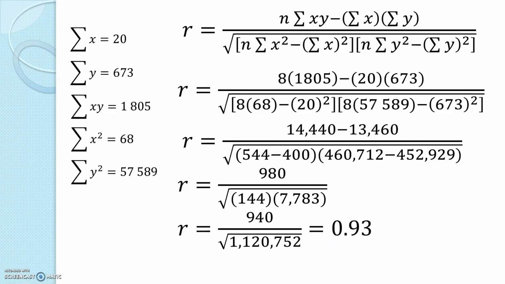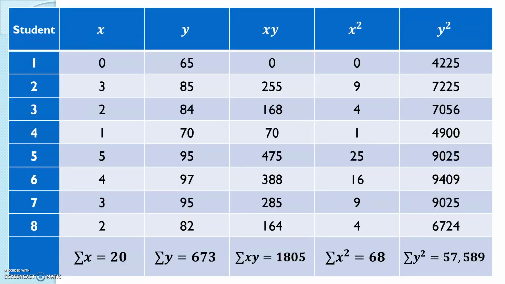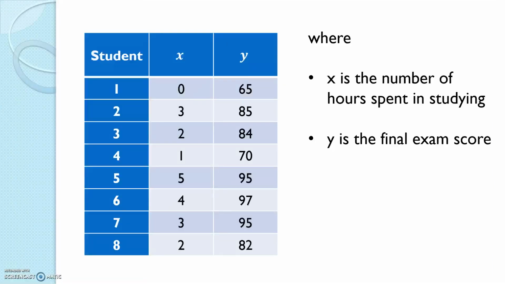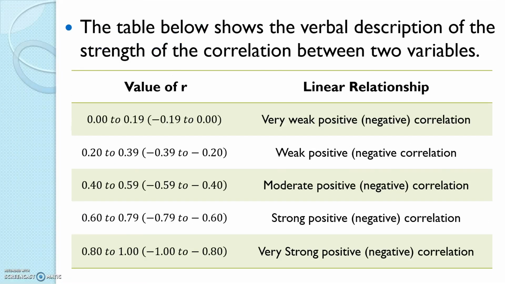And that is equal to 0.93. Now, if you go back to our table earlier, where is it? That's 0.93. It's here. That can be described as a very strong positive correlation.